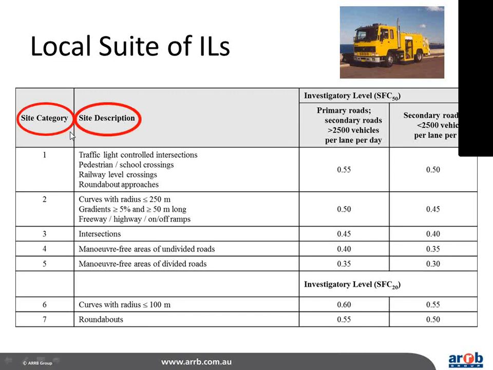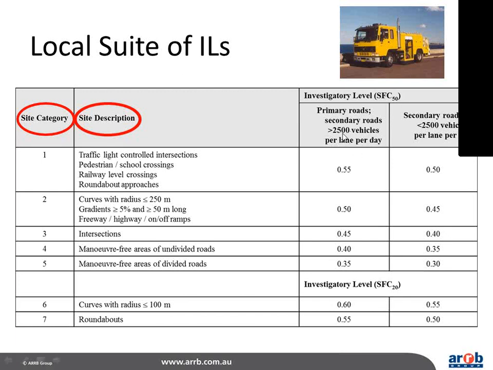As I mentioned, we break down the network into individual segments, and we assign a site category between 1 and 7 in this particular case, based on the site description. So if we've got a site where it's a traffic light controlled intersection, a pedestrian school crossing, a rail crossing and roundabout approaches, that will be a site category 1. And we'll look across at our investigatory level for SCRIM at 50 kilometres an hour. And on primary roads, we'd assign an investigatory level of 0.55.